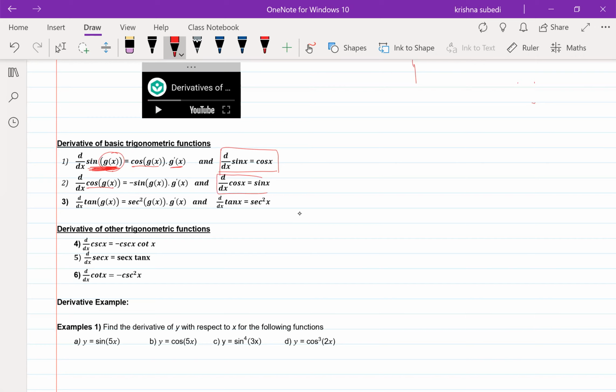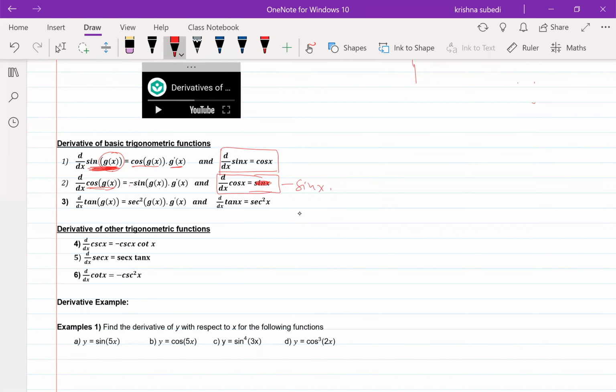Derivative of cos x is minus sine x. Oh, this one is minus sine x. Okay, there is a typo. So the derivative of cosine g of x equals minus sine g of x times g prime of x.